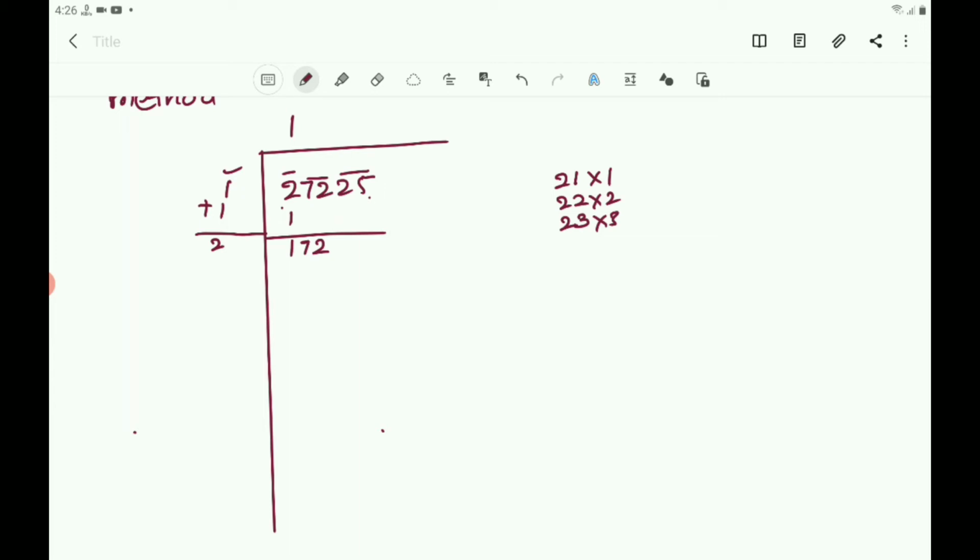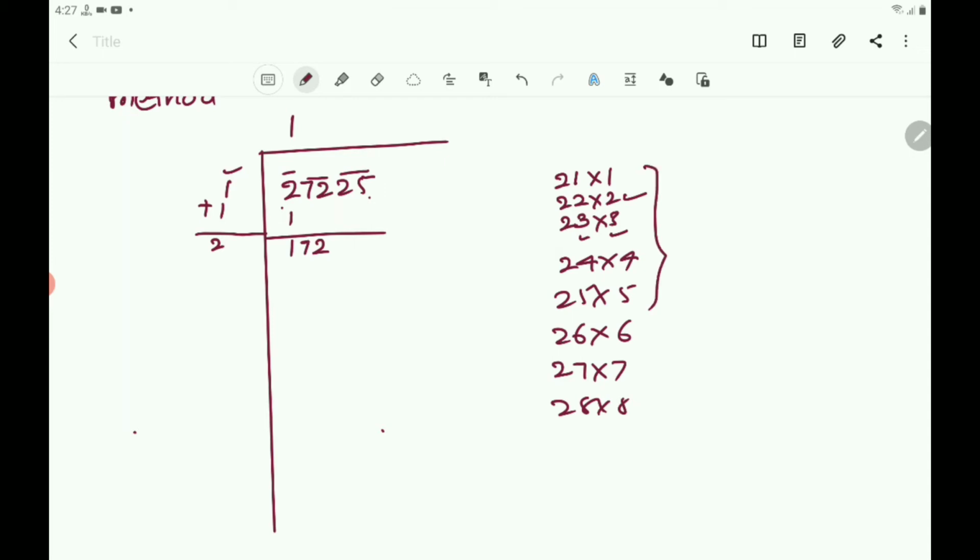If you put 1 in front of 2, that becomes 21 into 1. If you put 2 in front of 2, that becomes 22 into 2. If you put 3, you must multiply it by 3, or 24 into 4, 25 into 5, 26 into 6. So, whichever is suitable, you take 27 into 7. Next 28 into 8. Here all this becomes less.